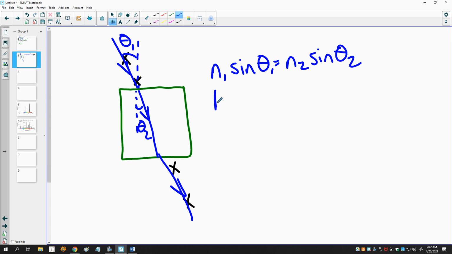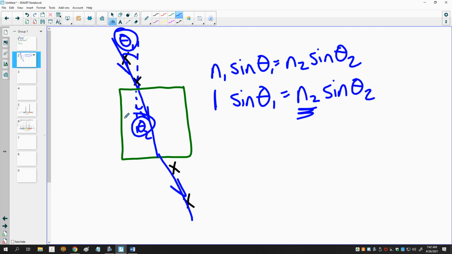n1 is for air, times sine theta 1, whatever you measure theta 1 to be, and then n2 is what you're solving for, times sine theta 2, whatever you measure. You measure these angles with your protractor, and then you can solve for the index of refraction of this slab of glass. We will be looking at your work to make sure that you have calculated this correctly, but of course you know that the index of the slab of glass is around 1.5.